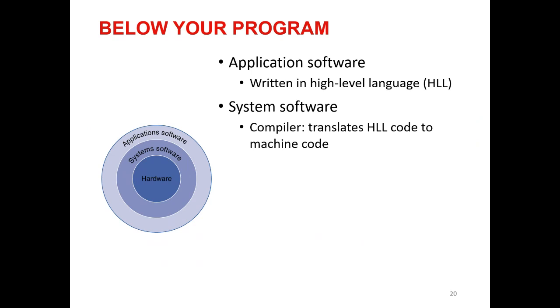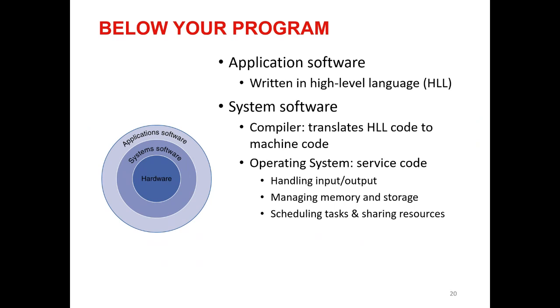This layer also includes the operating system, which is servicing our code. The operating system handles the inputs from my keyboard and the outputs to my screen. It also manages the RAM memory and the storage, and is in charge of sharing all the resources of a given computer between different applications. It also schedules the tasks and these kinds of things. And at the bottom, we have the real hardware: the real processor, the real memory, the real input-output controllers, etc.